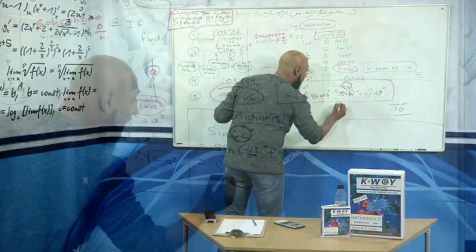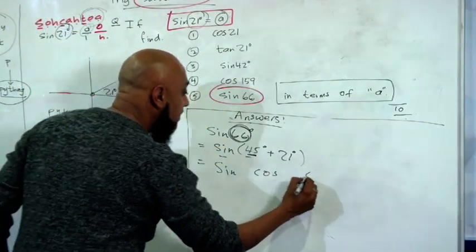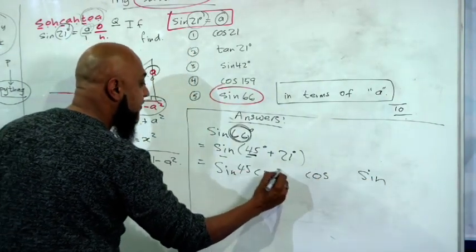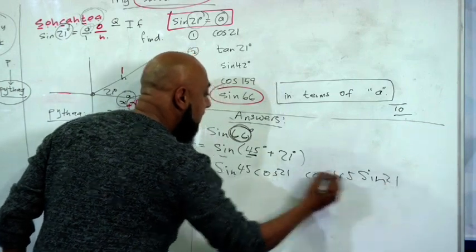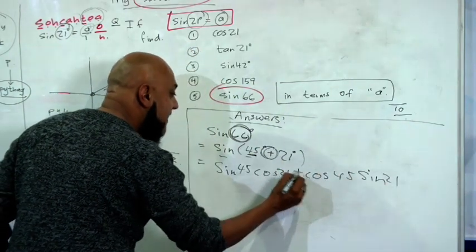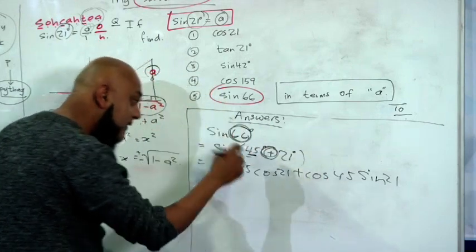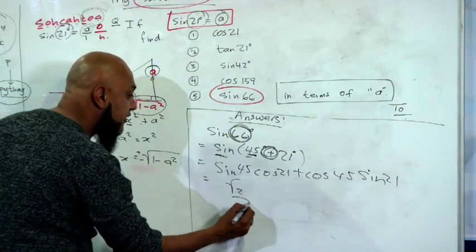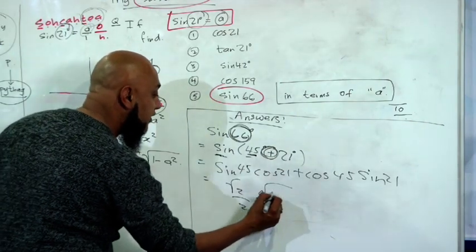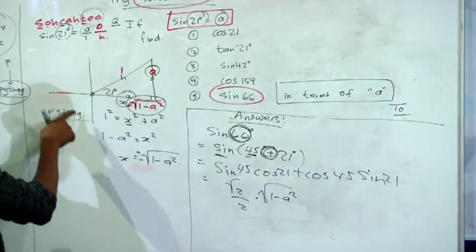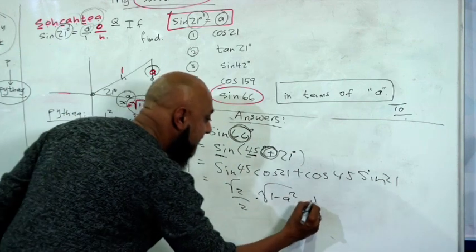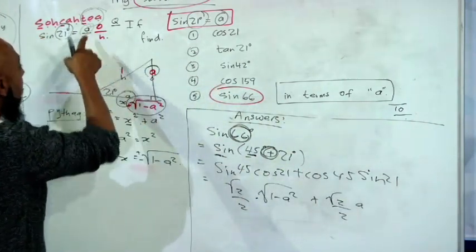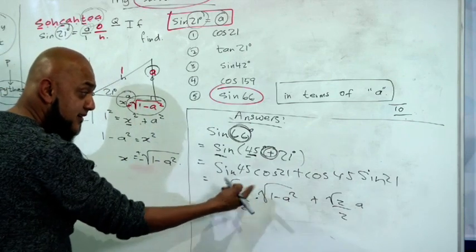Sine cos, so we write it out. Sine cos, cos sine, and the sign stays the same. So we've got 45, 21, 45, 21, and the sign in the middle stays the same. So sine 45, special angle, guys, root 2 over 2. Cos 21, square root of 1 minus a squared. There we go, cos 21, plus cos 45, root 2 over 2. Sine 21, we know it's a. There we go, because we have to represent our answer in terms of a.